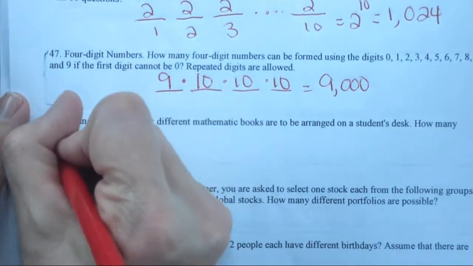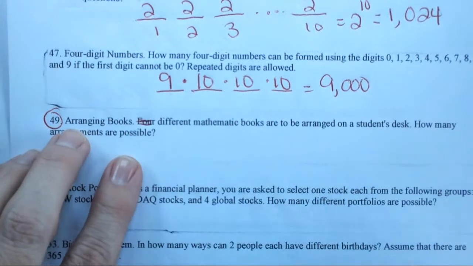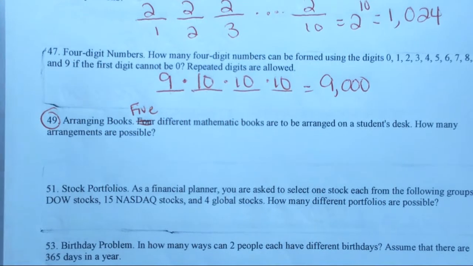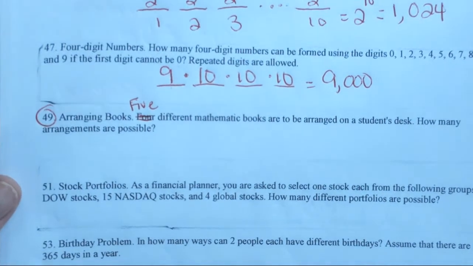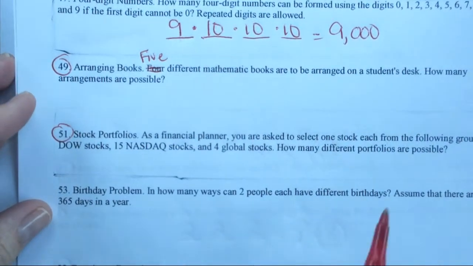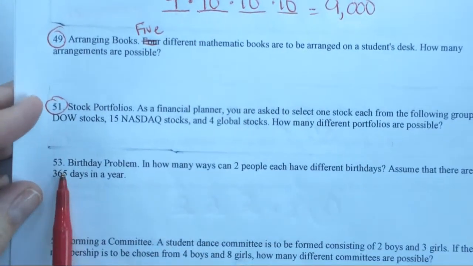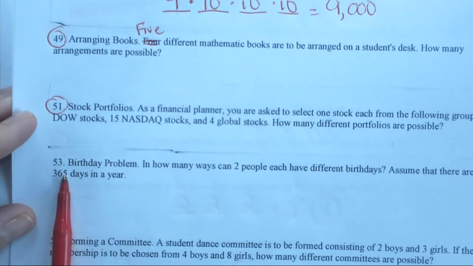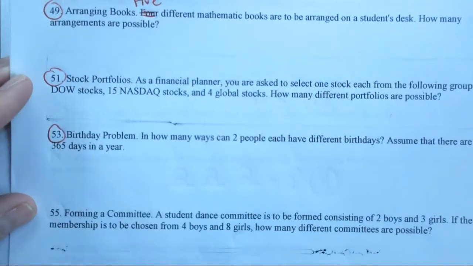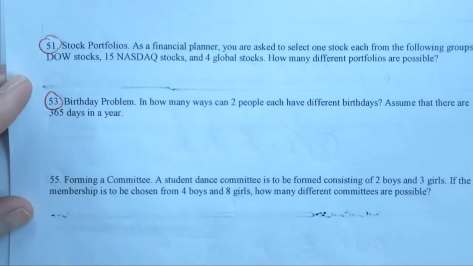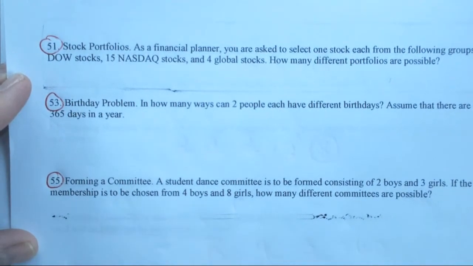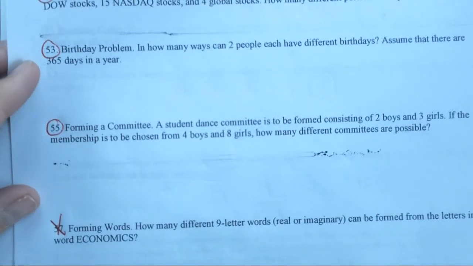Okay, I'm going to let 49 be a homework problem, but there is a typo where it says 4 different mathematics books. This should be 5. So make sure that you make that correction. I'm going to let you do 51 also. I think you can handle that one. This is a lot like the menu problem. Okay, 53 is the birthday problem. We did one like this in our notes on the front, so why don't you try 53 also. 55, I think you can do that one also. It's a committee problem, just like number 43, and I'm going to get rid of number 57.